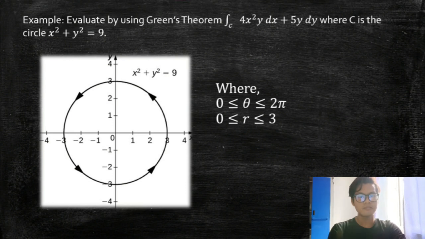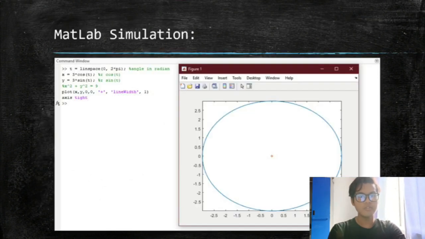To verify the graph, we use a MATLAB simulation. As you can see, t is defined as the angle in radians, and x follows the formula r cosine theta, while y is r sine t. Then we use the plot function to generate the graph. If we run the program, the graph will be shown like this. Next, the calculation will be explained by Kurasha.